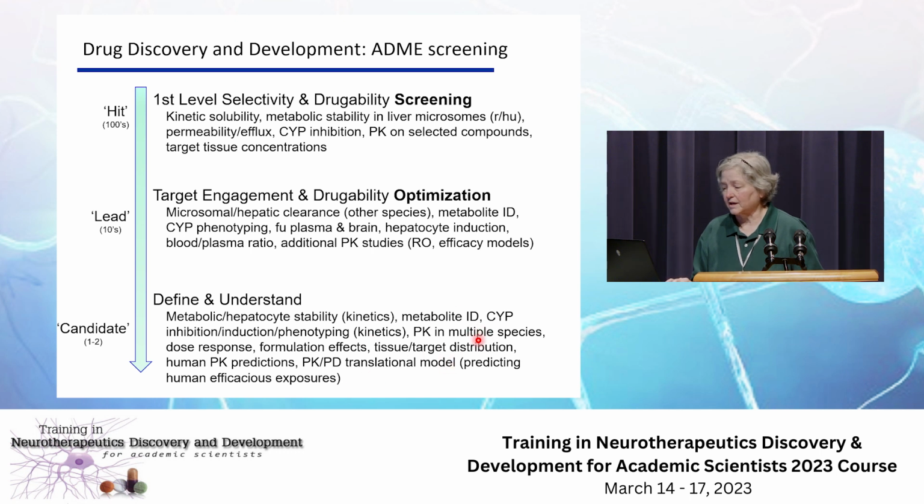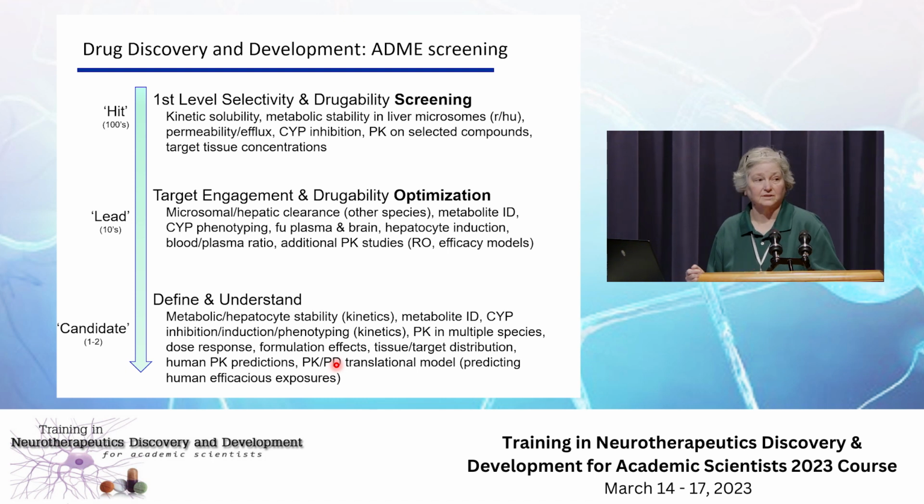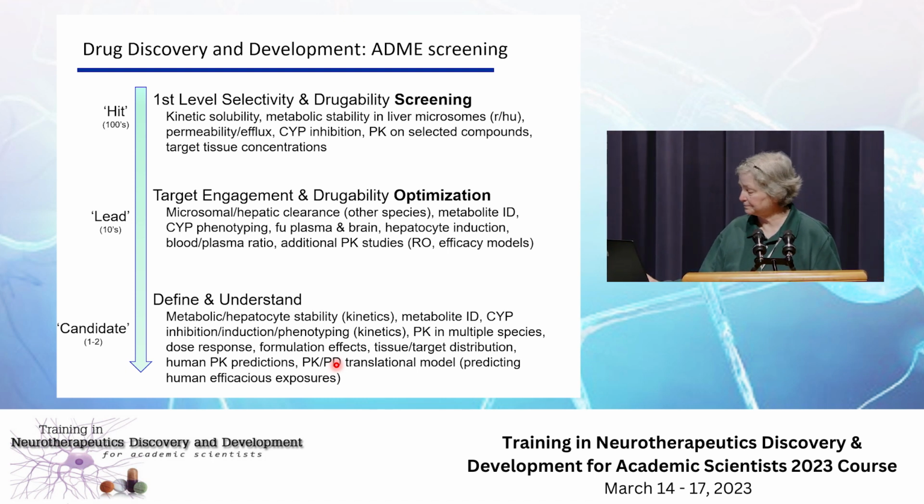And so in this case, for example, we'll do the pharmacokinetics in multiple species. This will help us with human predictions. We'll start to understand in a higher level of detail the PK/PD response. What dose are we going to need in humans, and what kind of response are we expecting from that dose? And all of these things will go toward putting together a package that will help you have a higher probability that your compound will succeed once you get it into the clinic.